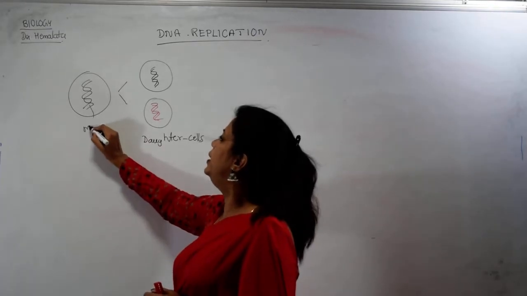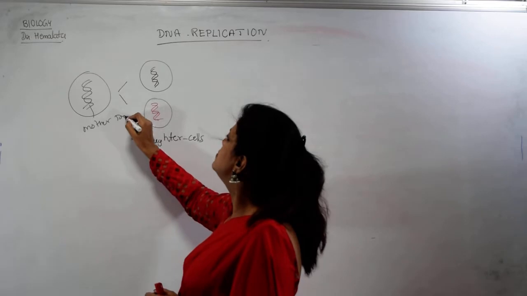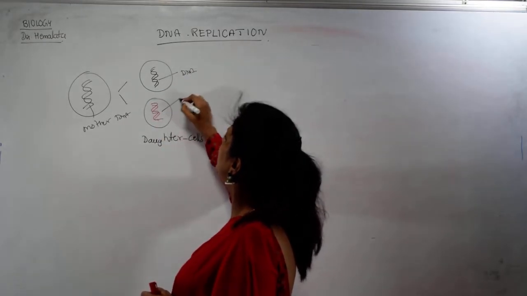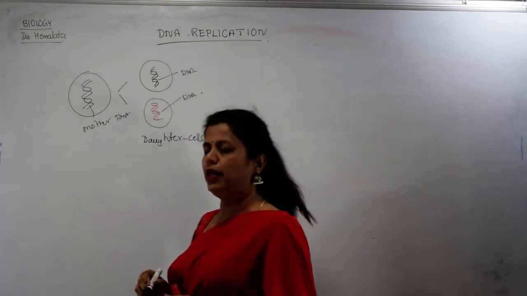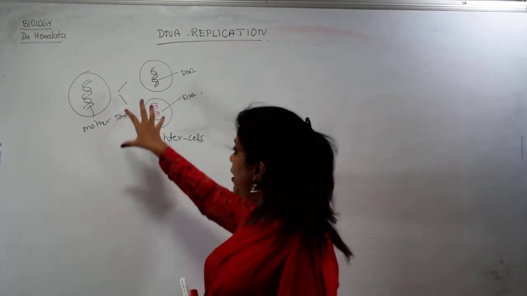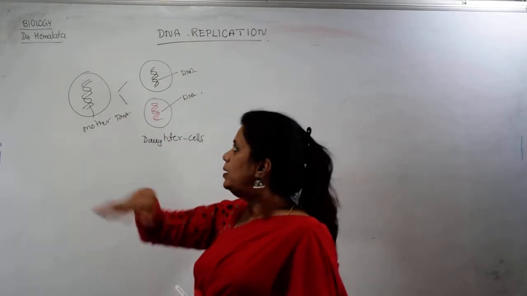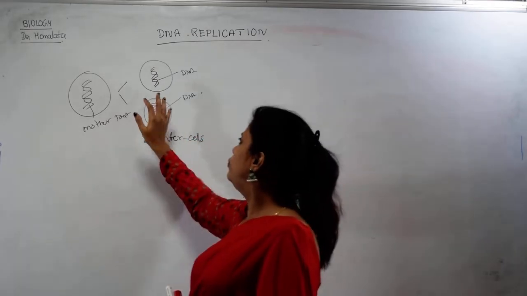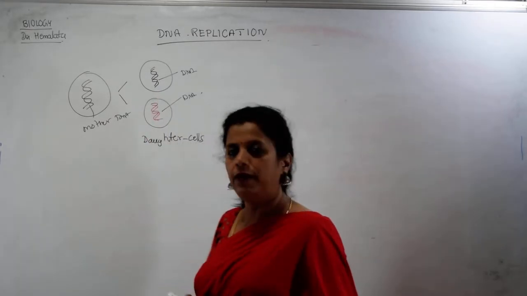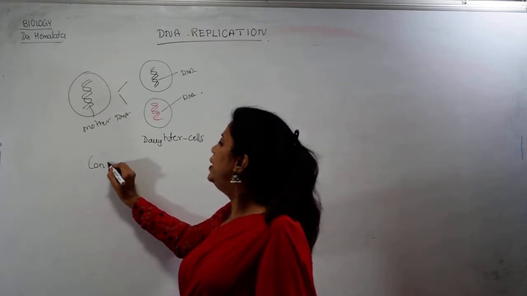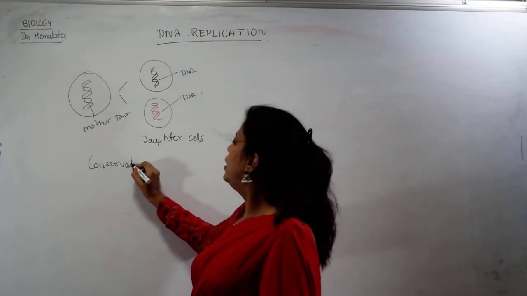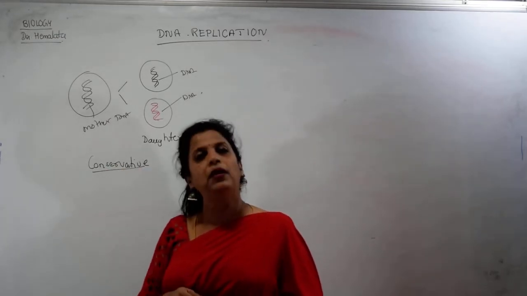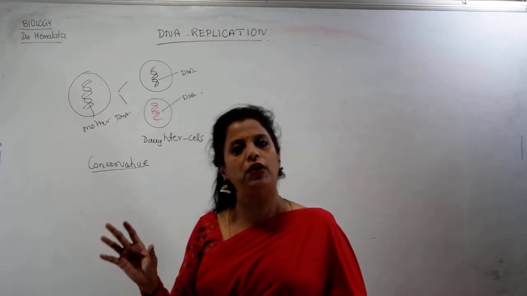This is the mother DNA. This is the DNA copy from the mother. This explains that the complete mother DNA will be there in one of the daughter cells. In the other daughter cell, fully newly formed DNA will be entering. This is called the conservative method of replication. Earlier they proposed this method. It is conservative, meaning the mother DNA is conserved fully in one of the daughter cells.